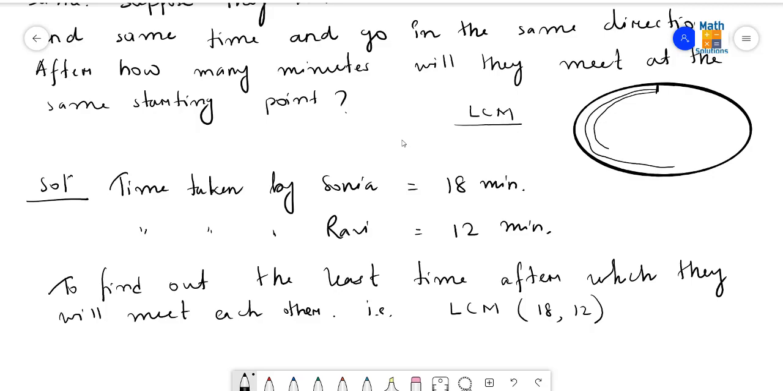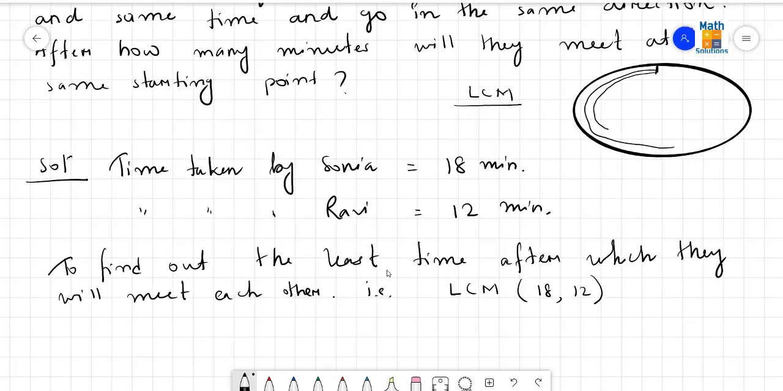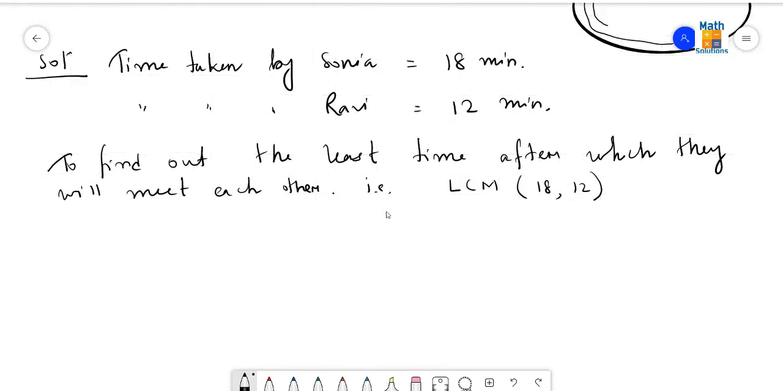LCM of 18 and 12. Now by prime factorization we are going to proceed here. 18 is equal to 2 into 3 into 3, that is 2 times 3 is 6, 6 times 3 is 18. Again for 12, we can write 2 into 2 into 3.